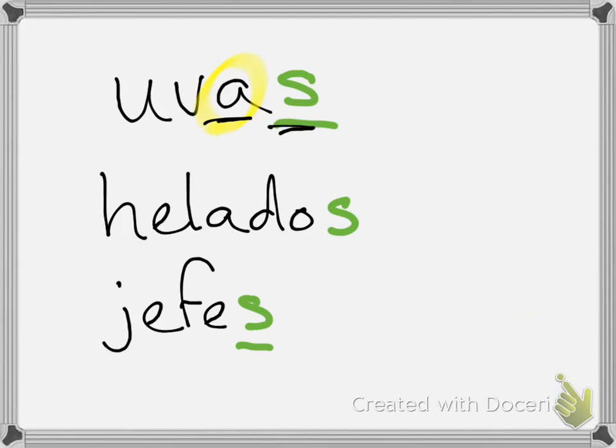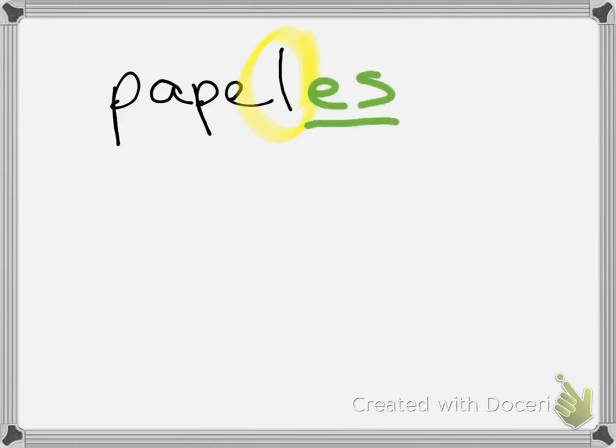See? So what happens if it doesn't end in a vowel? Okay, for example, papel. Okay, yo tengo un papel. Paper, papel. Papel, as you can see, does not end in an S, or an A or an E. It ends in a consonant. So if you have a word that ends in a consonant, then instead of adding just an S, you're going to add an ES. So now I have papeles.